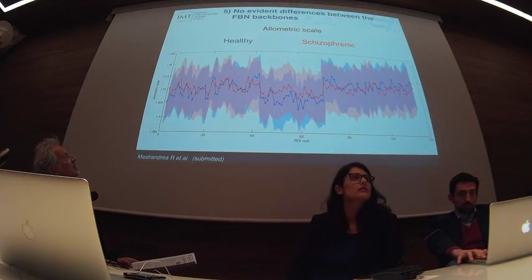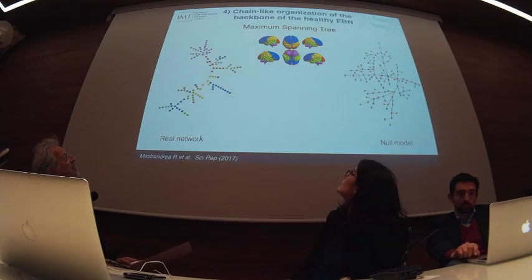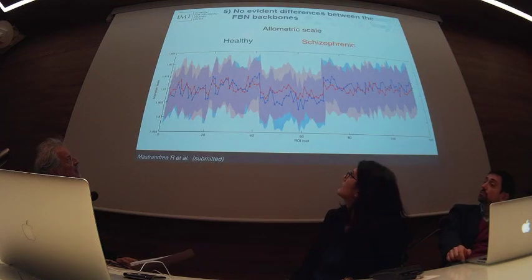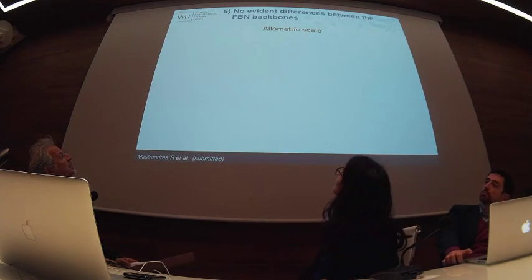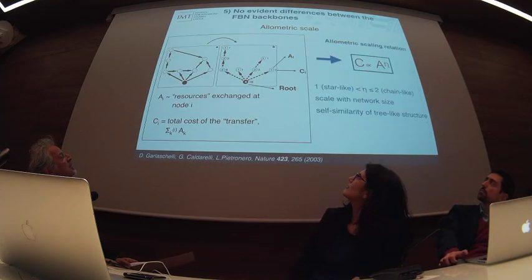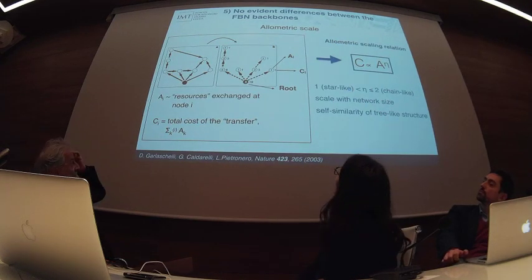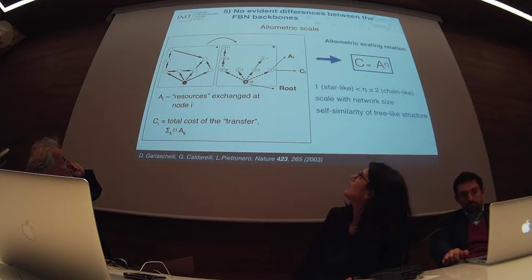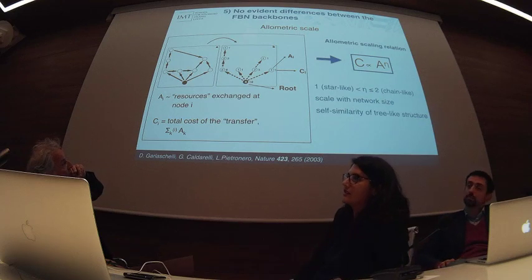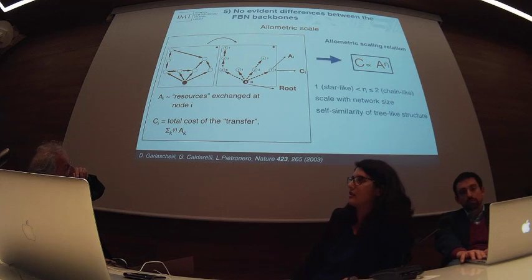This quantity, something is missing, okay, there should be a slide here, but maybe it's after, okay. It's the allometric scale. So the idea is to associate two quantities to each node in the tree that are related to resources exchanged and the cost of this transfer.